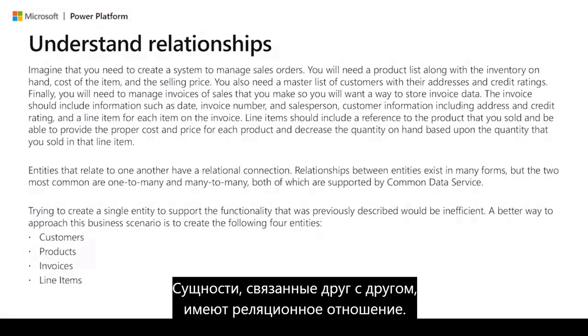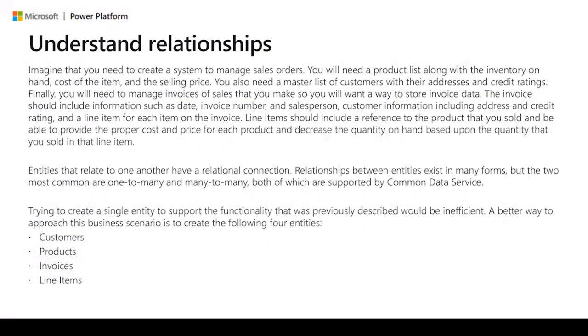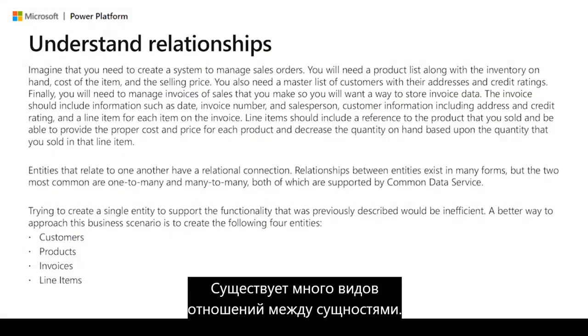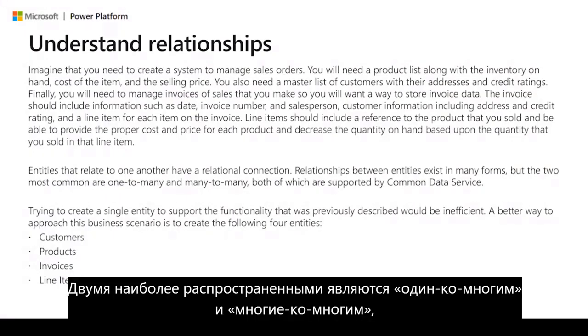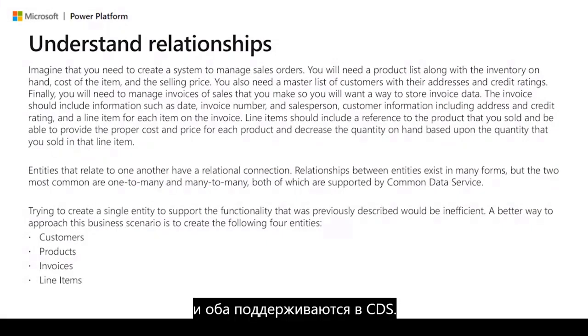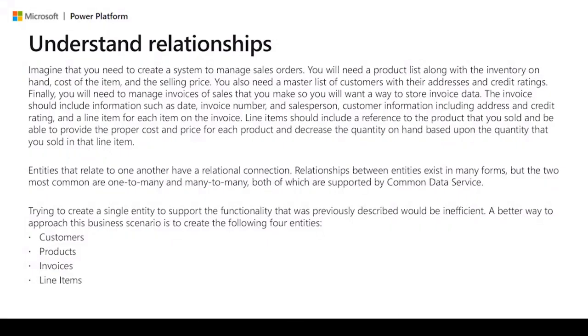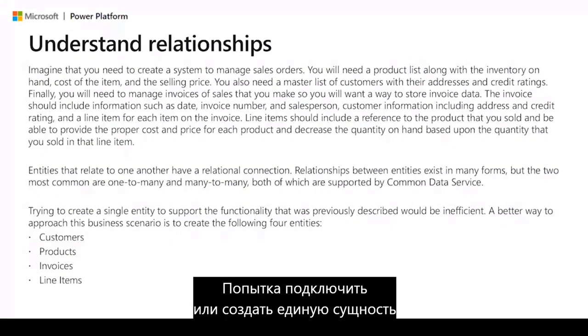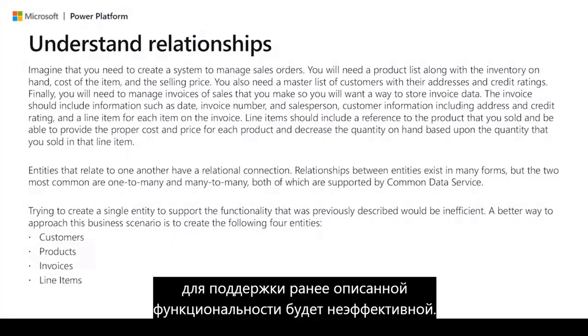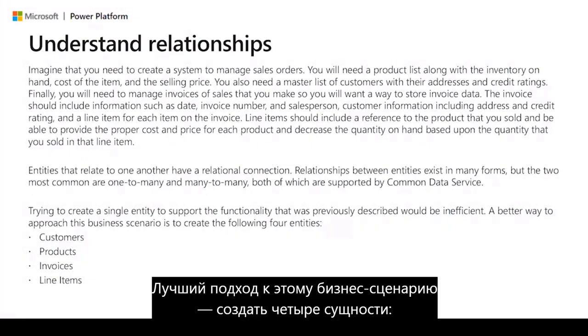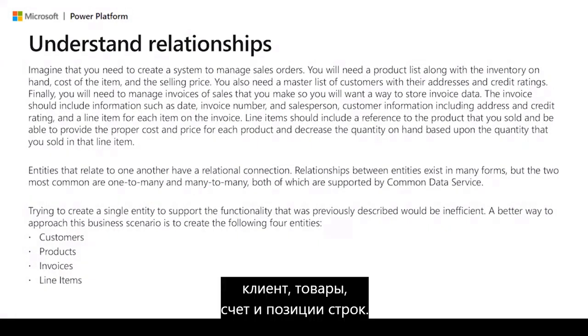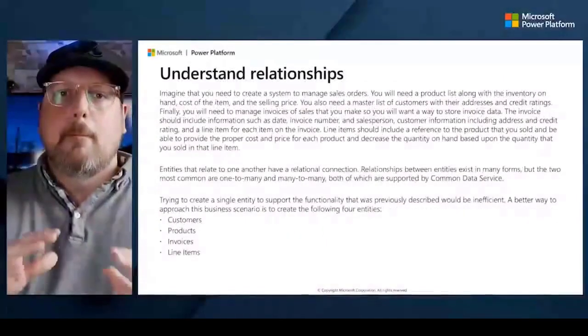Entities that relate to one another have a relational connection. Relationships between entities exist in many forms, but the two most common are one-to-many and many-to-many, both of which are supported in the CDS. Trying to create a single entity to support the functionality previously described would be inefficient. A better way to approach the business scenario is to create the following four entities: customer, products, invoice, and line items.